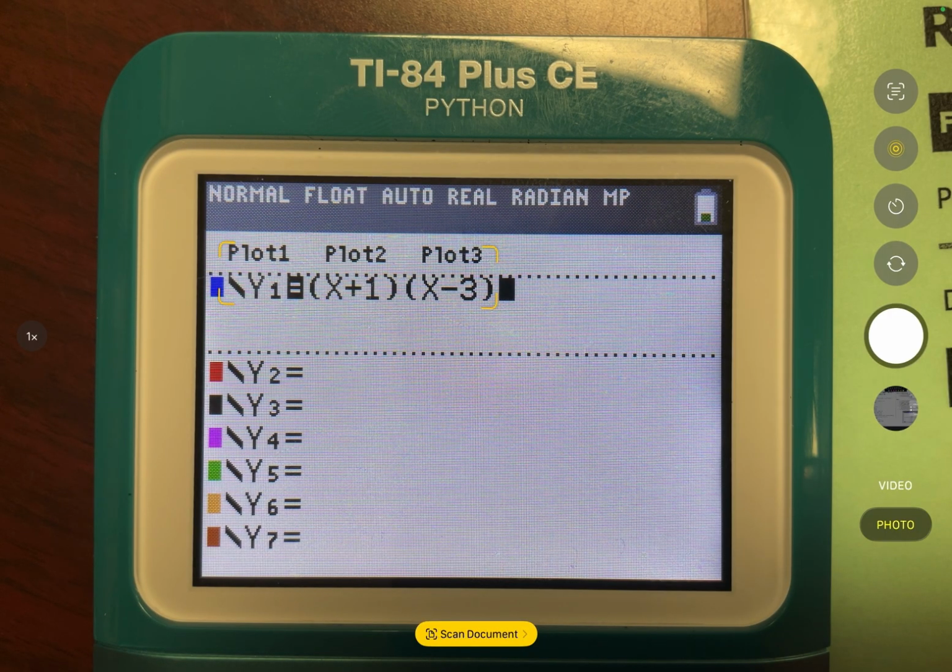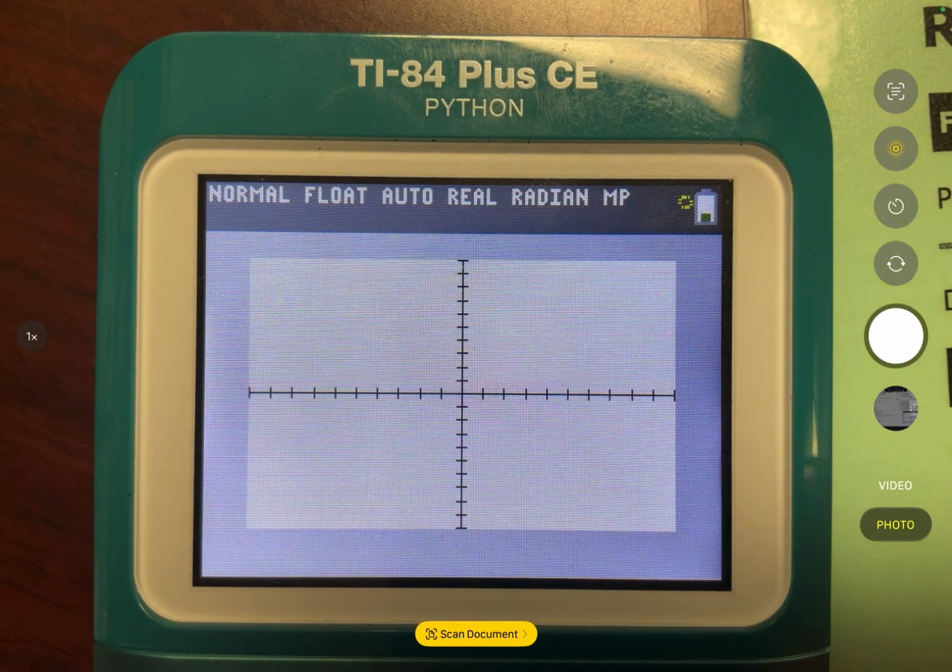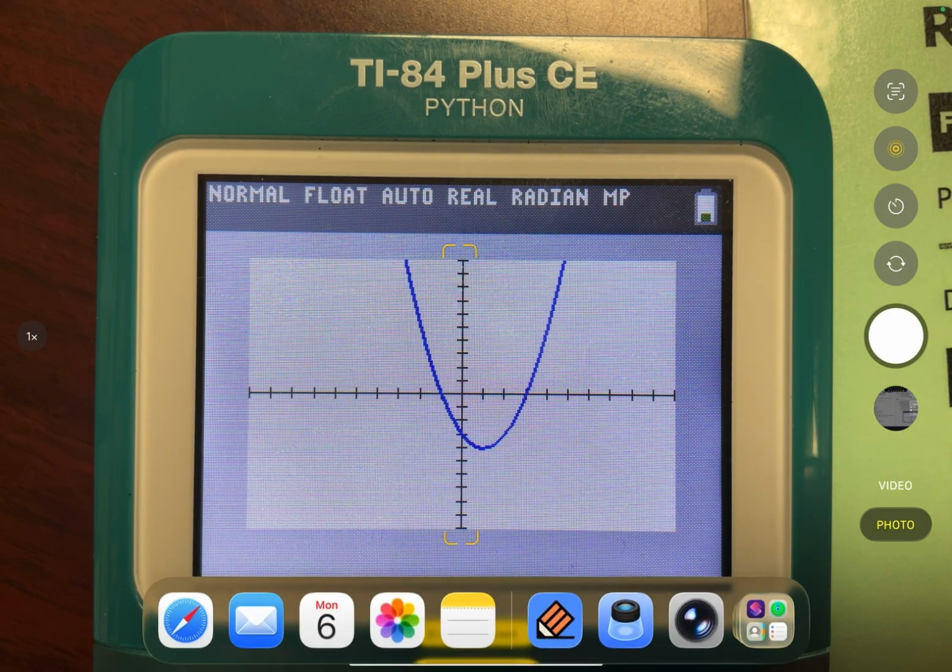I'm going to hit graph and eliminate any obvious answers. Since my vertex is in the 4th quadrant, I can eliminate what answers? J and G. Those are the obvious ones that I can eliminate.